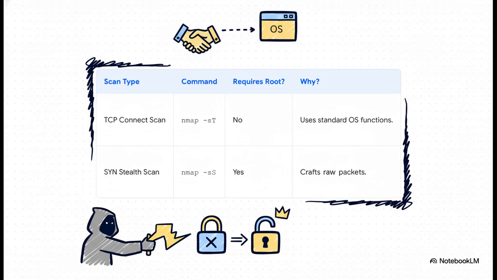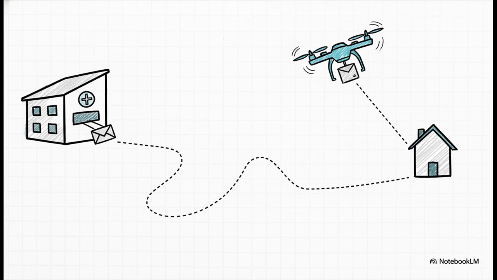But the SYN stealth scan, our original command with -sS, that one's different. That one needs root access because it's doing something special, something sneaky. And that something special is that it's building what are called raw packets. Think of it this way. A normal program has to send a letter through the official post office, following all their rules. But a program with root access gets to build its own custom delivery drone and fly that letter directly to the building, completely bypassing the post office. It's stealthier, it's faster, it gives you way more control.